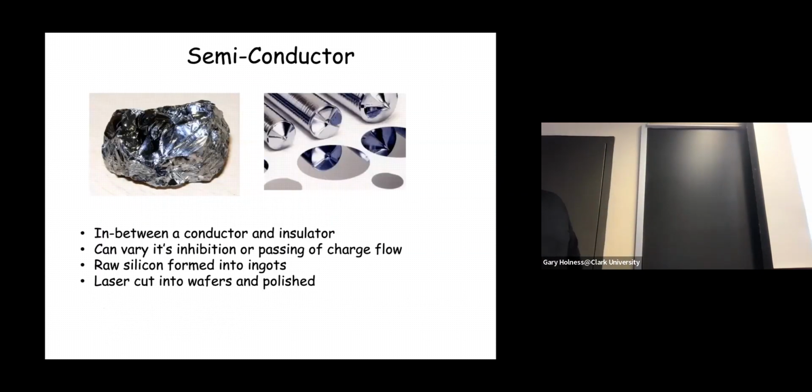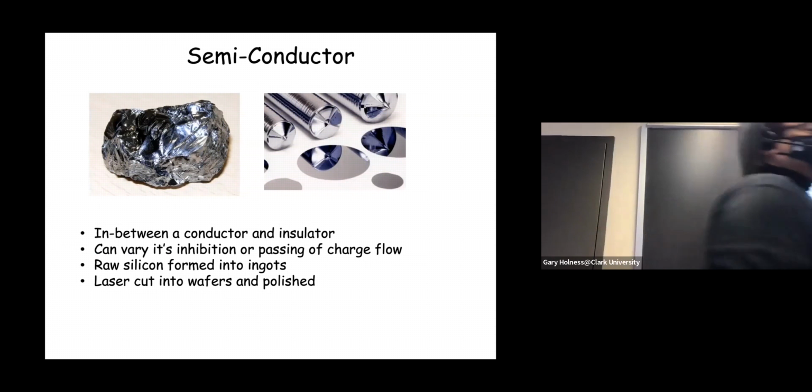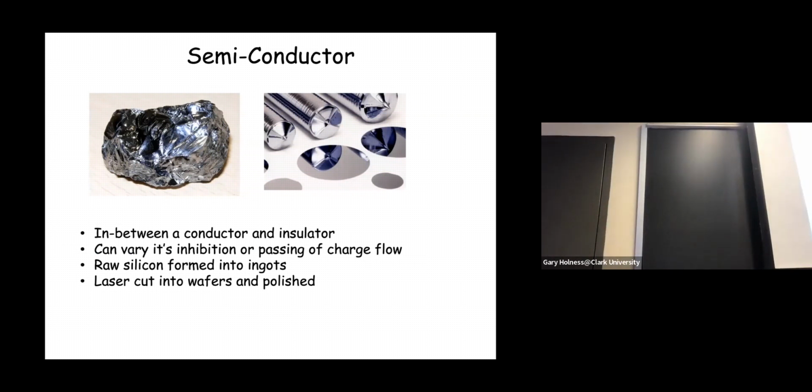Okay. And so there's something called a semiconductor. And a semiconductor, as the name implies, it's kind of a conductor and an insulator at the same time. It's in between. Now that means the semiconductor can vary or be made to vary how it gives or accepts these free electrons.